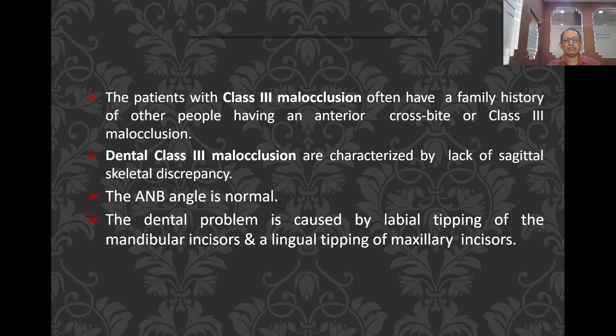The patients with class 3 malocclusion often have a family history of other people having an anterior crossbite or a class 3 malocclusion. Dental class 3 malocclusions are characterized by lack of sagittal discrepancy. The ANB angle is normal. The dental problem is caused by labial tipping of the mandibular incisors.